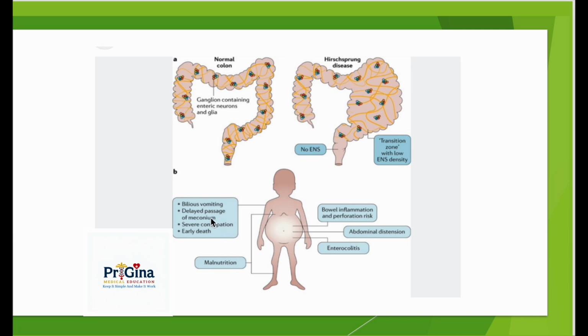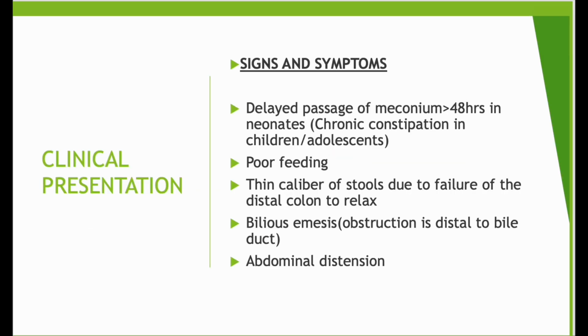Here are some of the symptoms. We are going to discuss them shortly, and also some complications that could result from this. There could be bowel inflammation, perforation, and enterocolitis can also occur. Now the signs and symptoms include delayed passage of meconium, more than 48 hours in neonates. Usually the question would describe a patient that hasn't passed stools for more than 48 hours. In children and adolescents, it's going to present as chronic constipation.